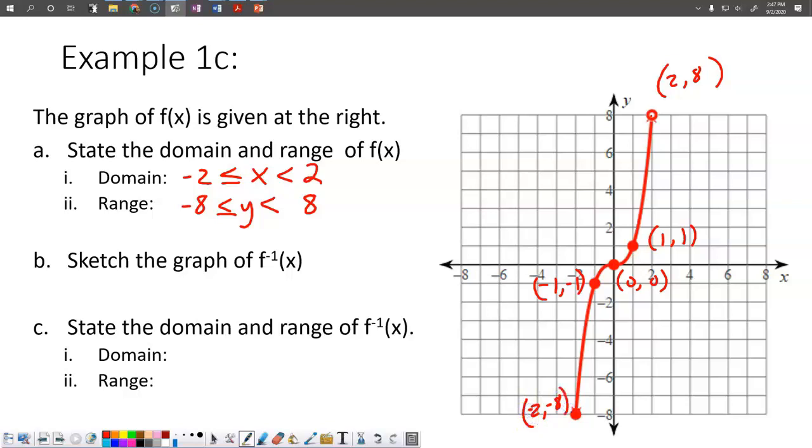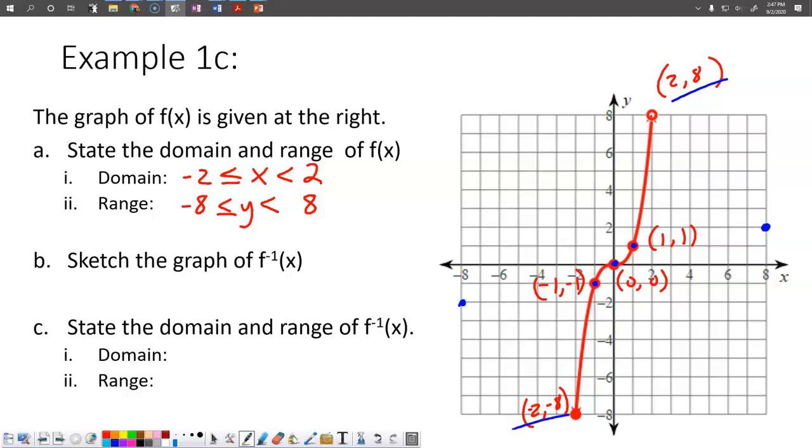Okay, so now we're going to go ahead and flip those numbers around and graph their inverses. So 2, 8 becomes 8, 2. 1, 1, if you reverse it, it stays the same. Same thing with 0, 0. Same thing with negative 1, negative 1. And then finally, the last one here, negative 2, negative 8 becomes negative 8, negative 2.